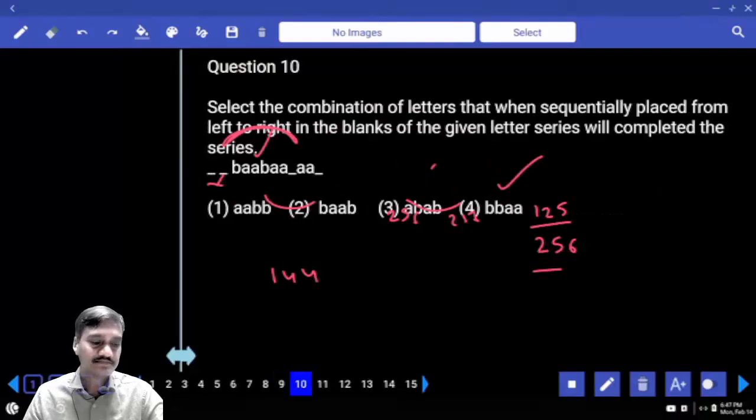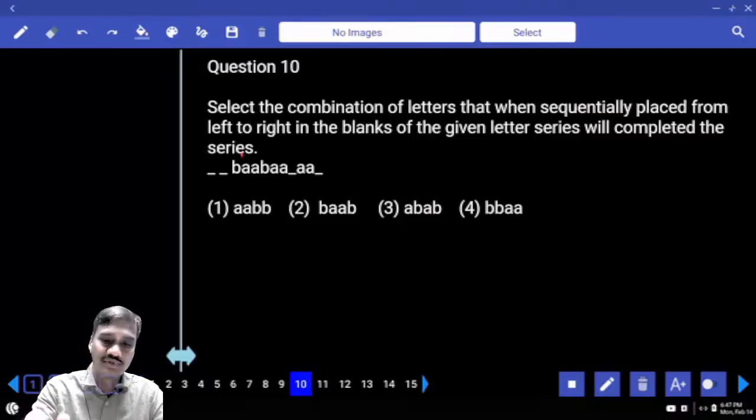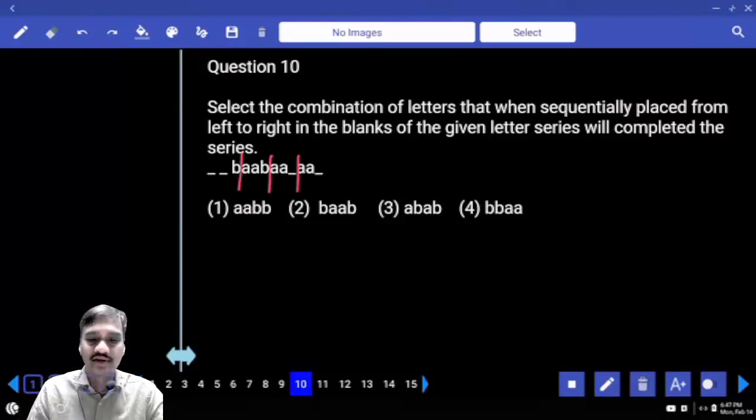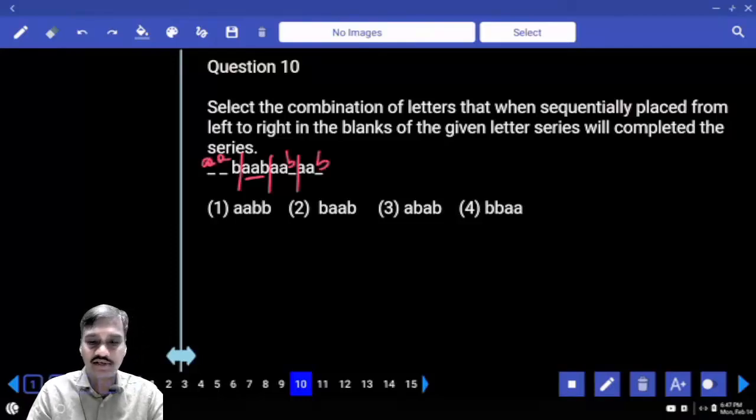Then 10th one. Now first one. How many elements are there? 3, 4, 5, 6, 8 and 12. Now 1, 2, 3, 4, 5, 6, 7, 8, 9, 10, 11, 12. Then coming to this one. AAB is a term that is completed. So here also what should happen? A and B. Here again AAB. Hence AABB, that is choice 1, question number 10. The term AAB is repeated.